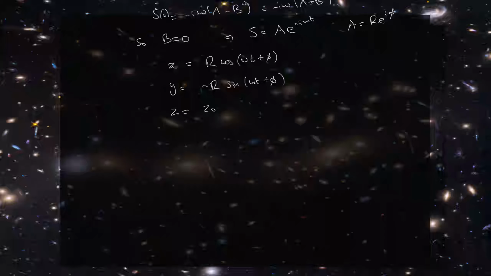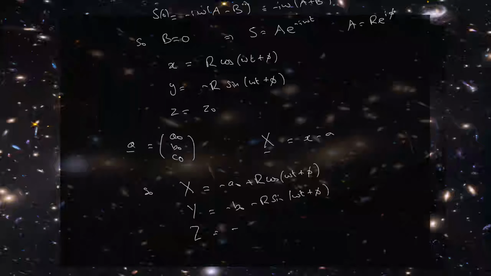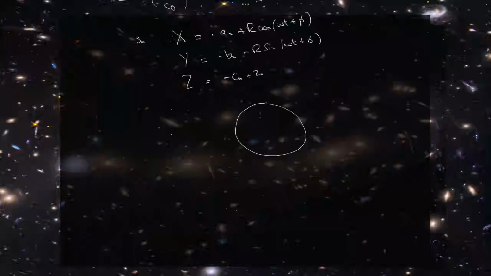Now this solution is with respect to coordinates centered at the center of the Earth. If we are not at the center of the Earth, if we are located at position A, which is (A0, B0, C0), then with respect to bases centered at that point, let's call that capital X, little x minus A. So x is minus A0 plus r cos(omega t plus phi). y is minus B0 minus r sin(omega t plus phi). And z is minus C0 plus z0. So this represents circular motion about a point slightly offset from the center.